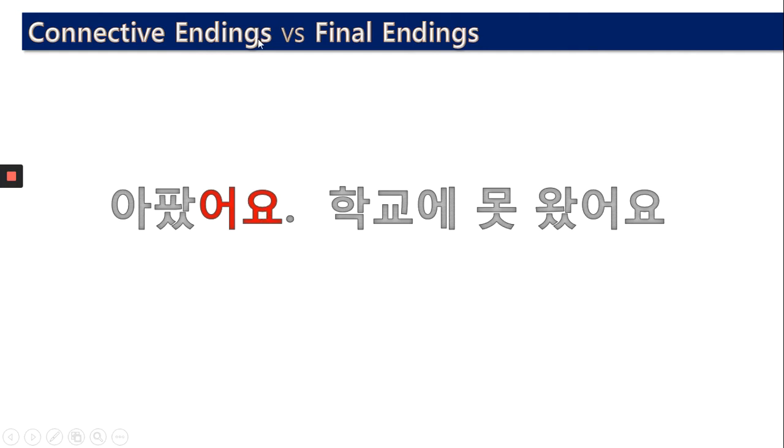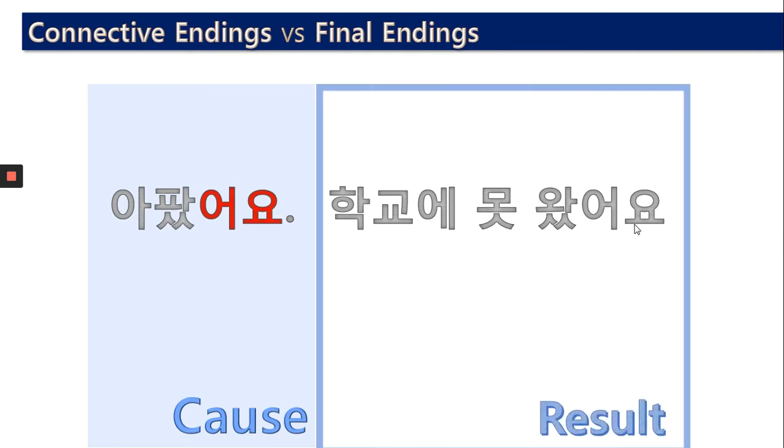And what did I say just a while ago? I said connective endings and conjunction. But anyway, 어요 is a final ending. That means in every sentence, we need at least one final ending. But if we look closely, 아파서 is because I was sick, right?